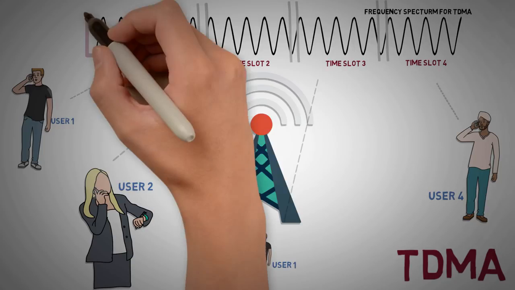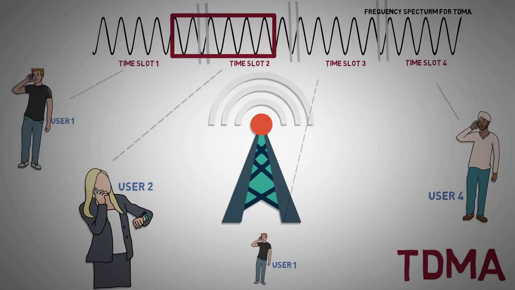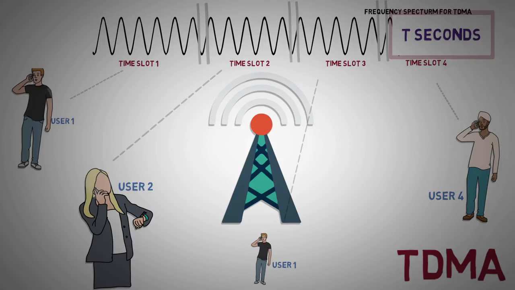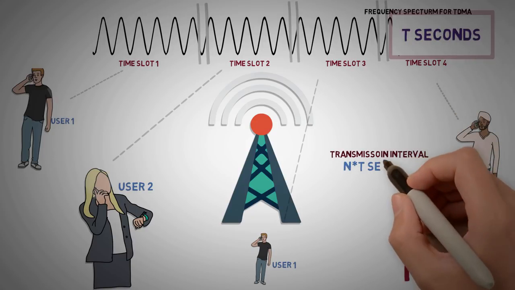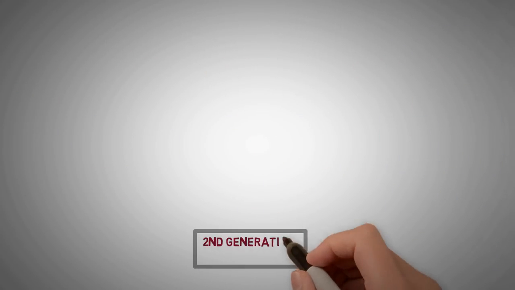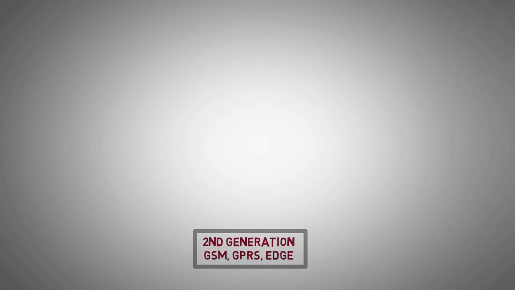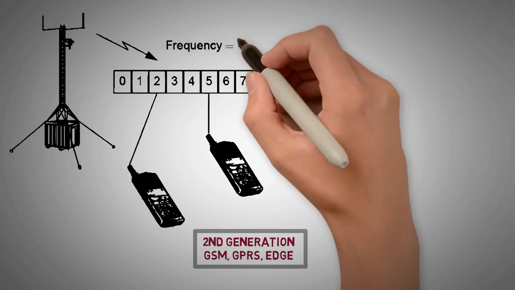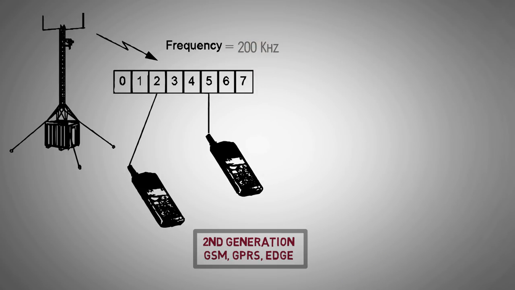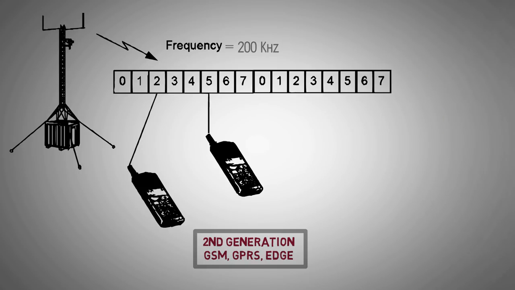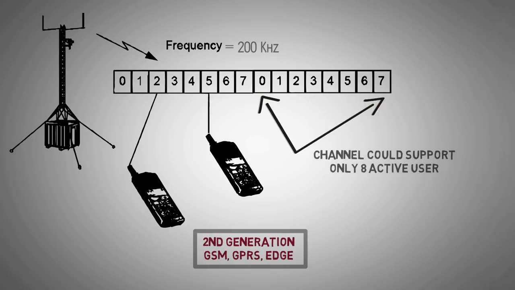TDMA, which uses time division multiplexing, allows multiple users to share a common frequency band by allocating different time slots. Thus, in an N-channel TDMA, where each channel is given a time slot of T seconds, signals coming from each user will be transmitted at intervals of N times T seconds. This technology was used in 2G systems like GSM, GPRS and EDGE. Each user was provided one of 8 TDMA slots and a bandwidth of 200 kHz. Dynamic resource allocation meant more users could be supported, but each channel could support only 8 active users at a time.